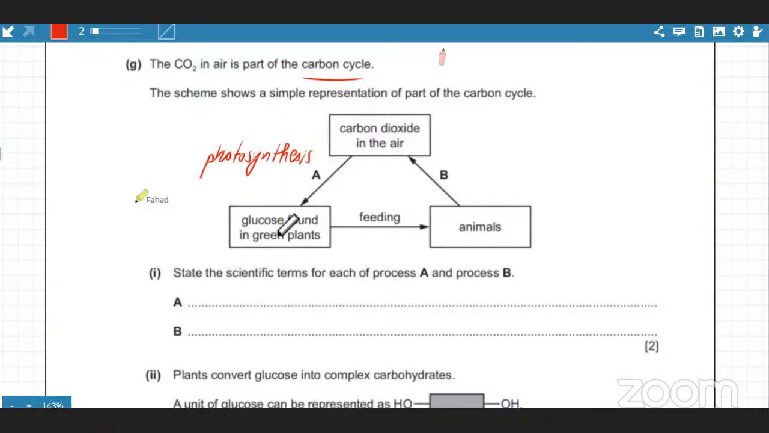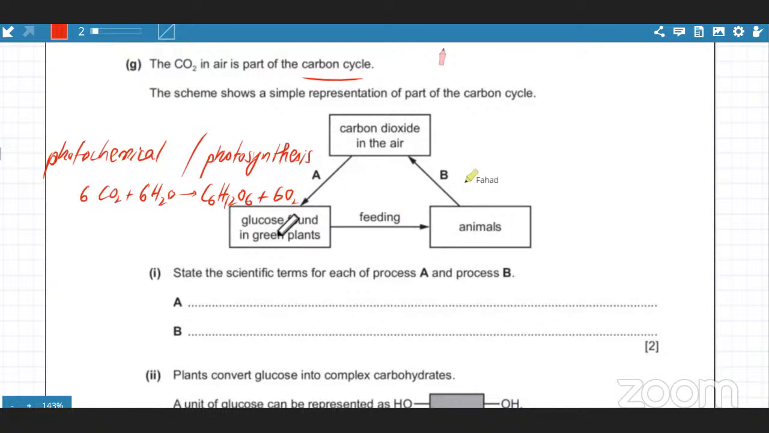That is the process. I can write an equation over here as well. So it's 6 carbon dioxide molecules reacting with 6 water molecules to produce C6H12O6 plus 6 oxygen molecules. This is a photochemical reaction. It needs sunlight. Chlorophyll is the one that actually absorbs sunlight. So it's a photochemical reaction, photosynthesis.